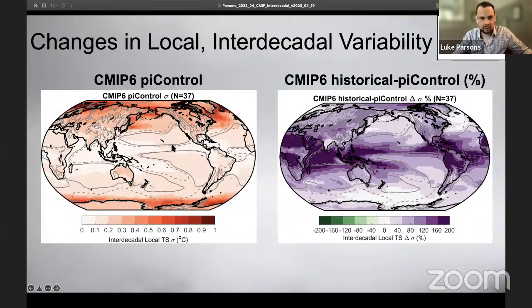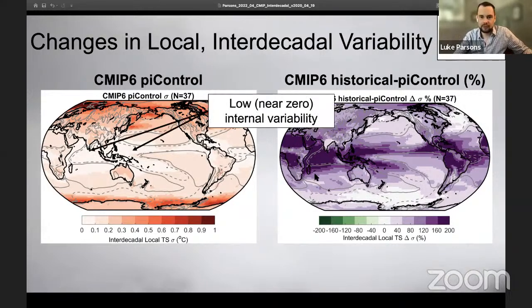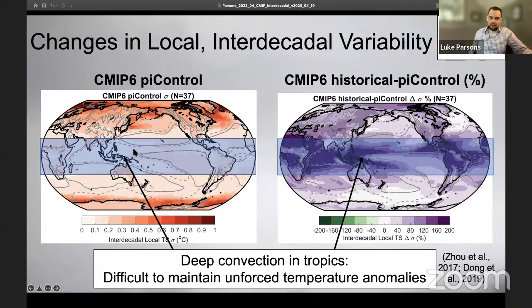So to remind you, what we're looking at here is the change in variability in the historical runs as a percent of local variability in the control runs. Remember the regions that are really dark here: this is where we have near zero internal climate variability. As I mentioned, these are regions of deep convection in the tropics, where it's really difficult to maintain unforced warming or cooling, mostly warming, for a long period of time without radiating this energy out to space.